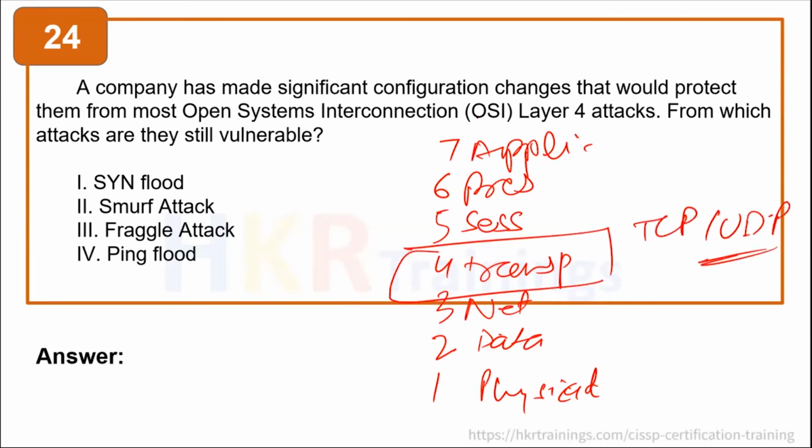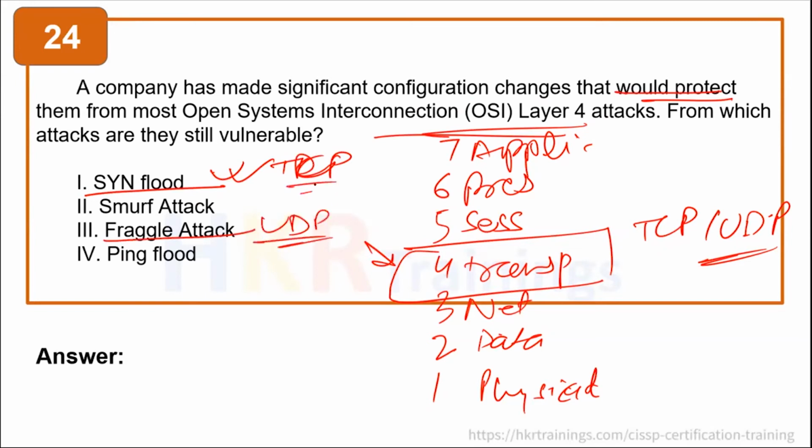What we need to do is, they have already done some changes to protect this layer. Now SYN is associated with TCP, as we have already discussed earlier in this discussion. And your Fraggle attack is attached with UDP. So if you know these attacks, these are layer 4 attacks. So what it is still vulnerable to is a Smurf and ping flood. And hence that is your option. That is your correct answer, 2 and 4.